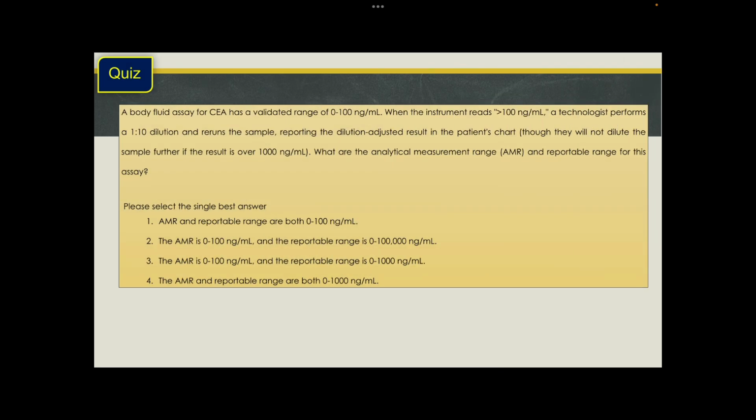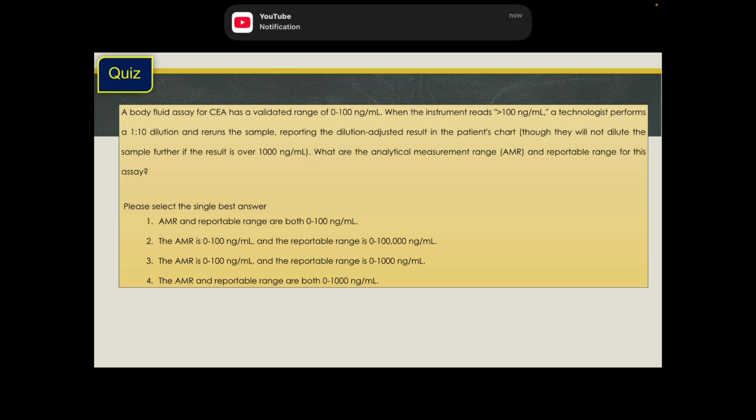A body fluid assay for CEA has a validated range of 0 to 100 nanograms per milliliter. When the instrument reads greater than 100 nanograms per milliliter, a technologist performs a 1:10 dilution and reruns the sample, reporting the dilution-adjusted result in the patient's chart, though they will not dilute the sample further if the result is over 1000 nanograms per milliliter. What are the analytical measurement range, AMR, and reportable range for this assay? Please select the single best answer.